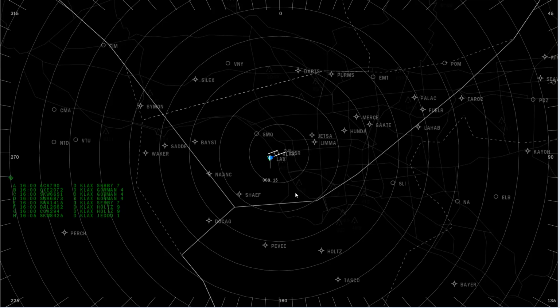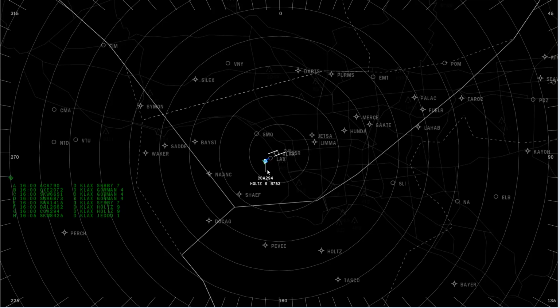Departure, Continental 294 with information Alpha at 900s climbing to 5000s. Continental 294, radar contact. Continental 294, climb and maintain 13,000. Climb and maintain 13,000s, Continental 294.